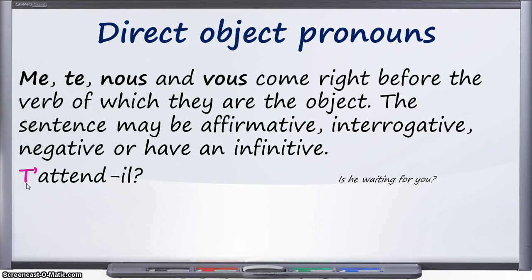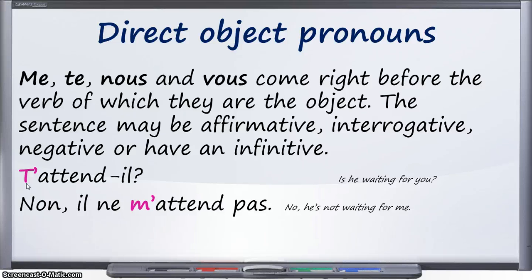Now let's check a negative sentence. Non, il ne m'attend pas. No, he's not waiting for me. You notice here that despite the fact that it's a negative sentence, the ne precedes the direct object pronoun, which is right before the verb. So it's very, very important that you understand that.